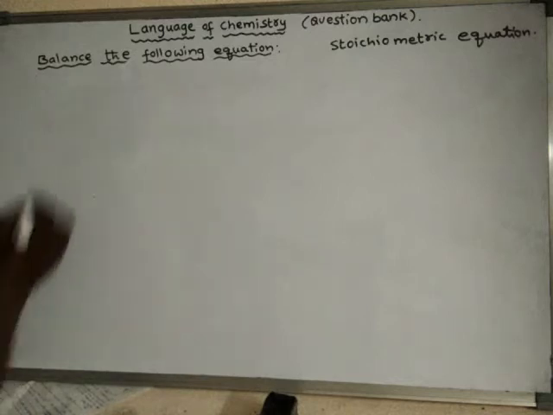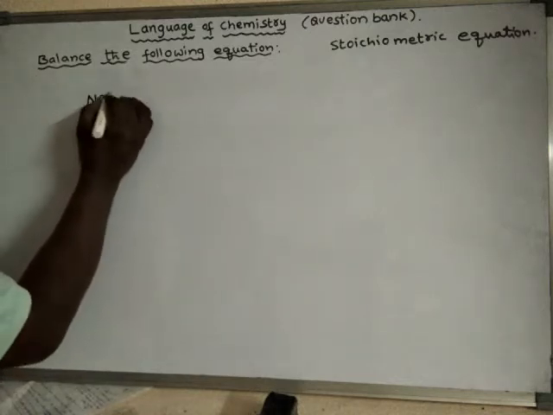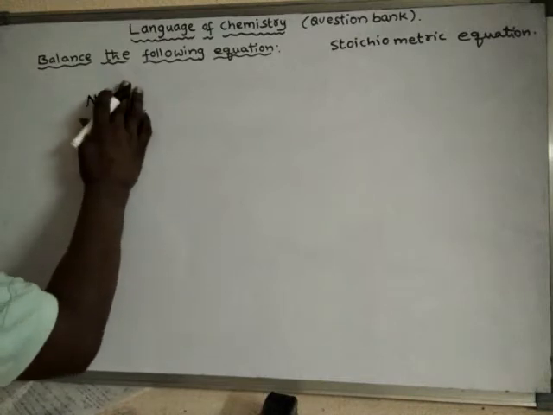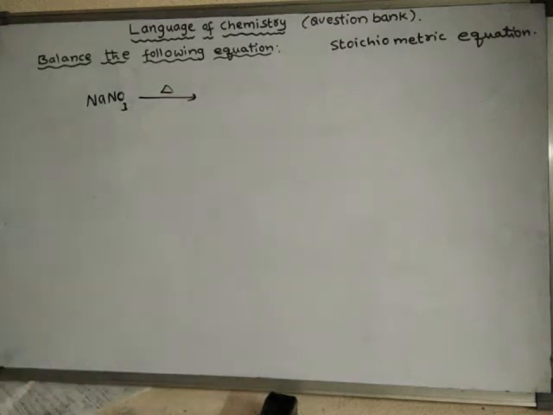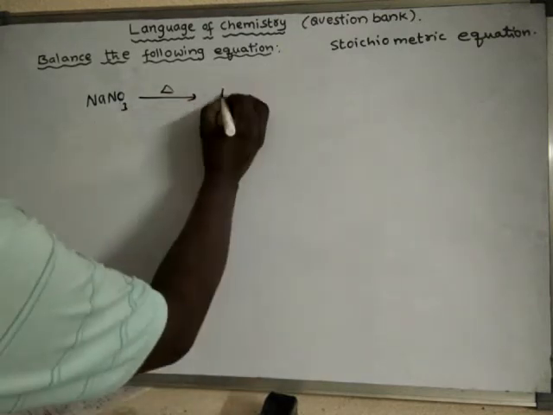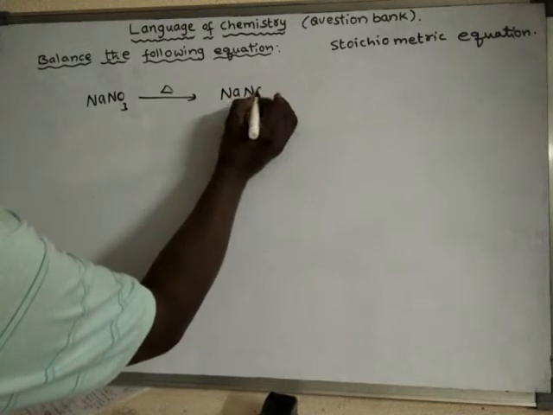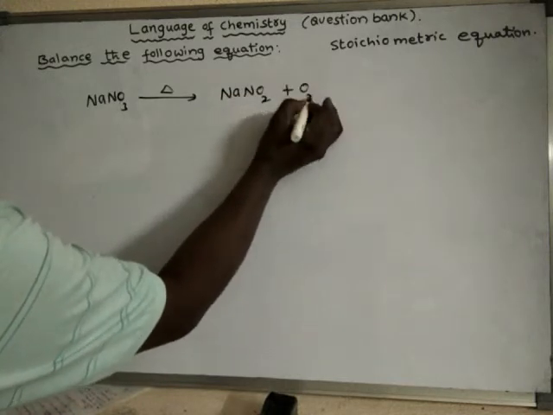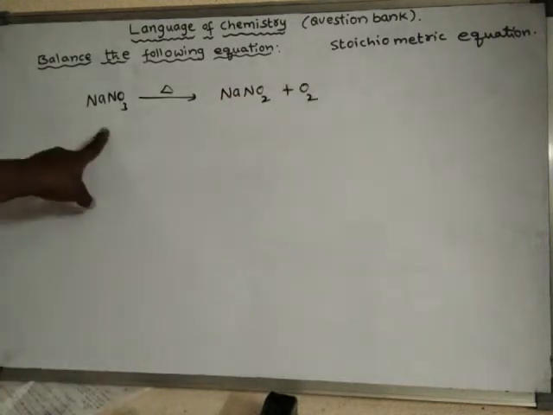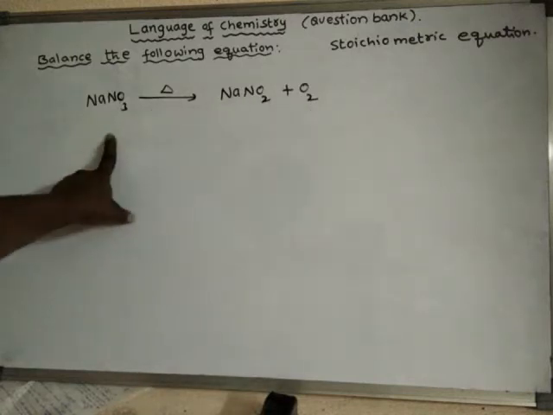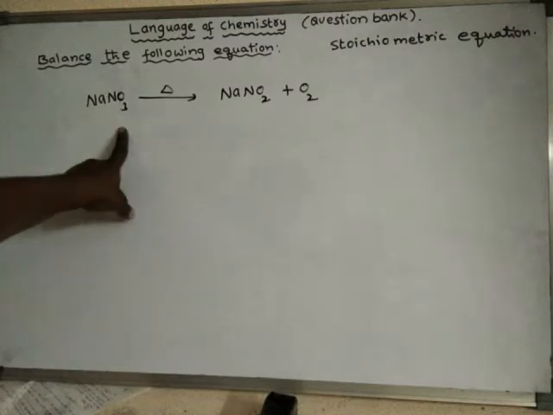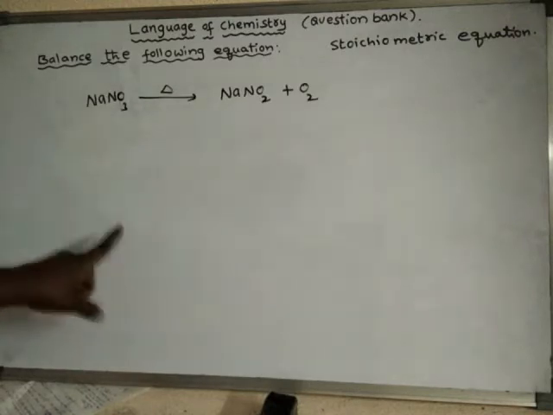Next, sodium nitrate upon heating decomposes and produces sodium nitrite, and oxygen gas is liberated. That means sodium nitrate will break down, or else decompose, into sodium nitrite and oxygen. Nitrate will become nitrite. Sodium nitrate.